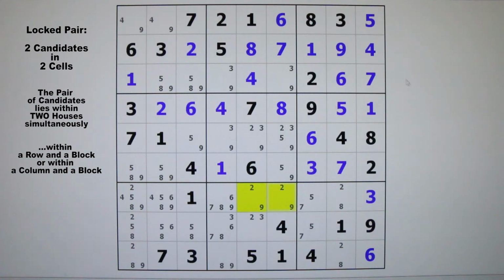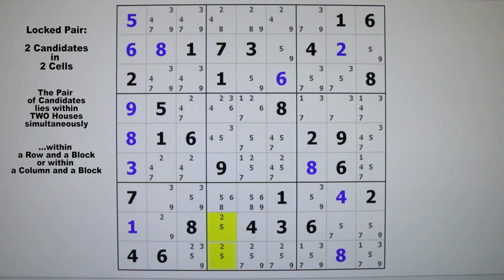Here's another one. We have 2, 9, 2, 9 in row 7 and block 8. So you can eliminate this 2 and this 9, that 9, and that 2. And then in the block, you can eliminate that 2 and that 9.